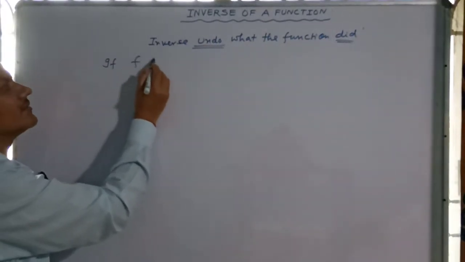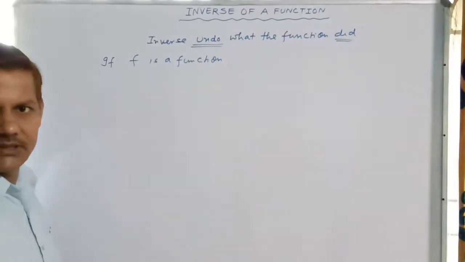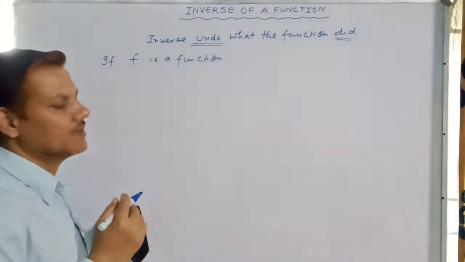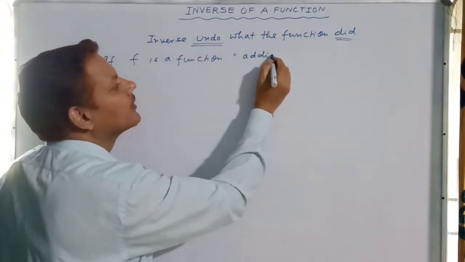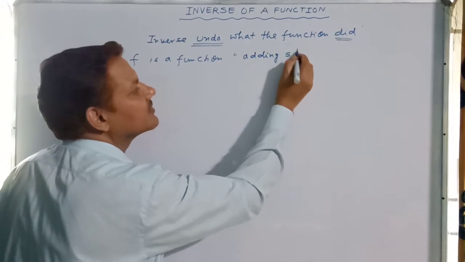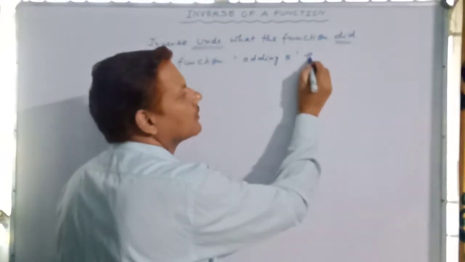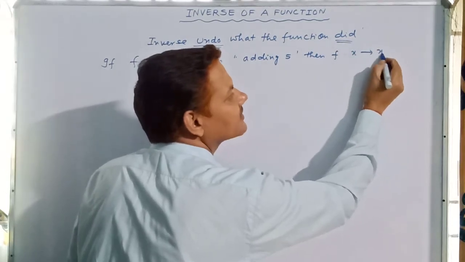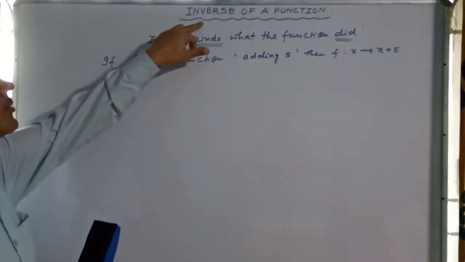If f is a function, we can take any function here, but at the initial stage I want to take a very simple function, and I take here adding 5. This is the function, or we can say it is a rule. Then f changes each element x to x plus 5. This is the situation we are having with this function. Now we are concerned about the inverse.